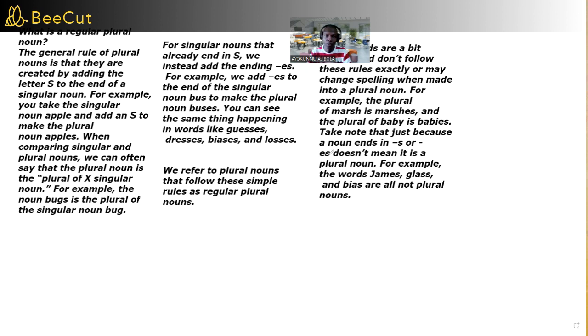Take note that just because a noun ends in s or es doesn't mean it's a plural noun. For example, words like James end in es, glass ends in s, and bias ends in s, but they are not plurals. You have to actually make them plural before they can become plural nouns. Is that taken by you?